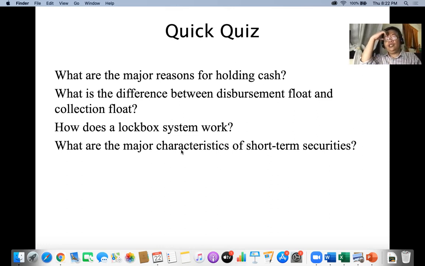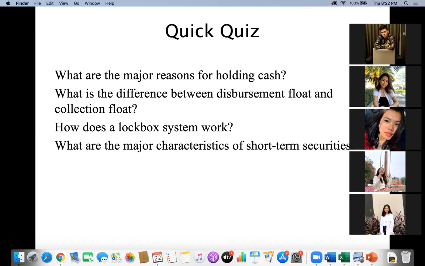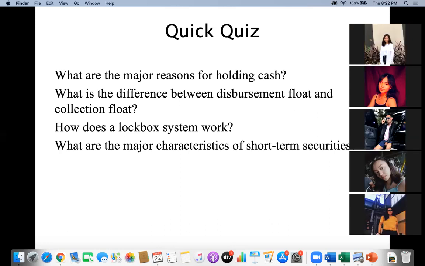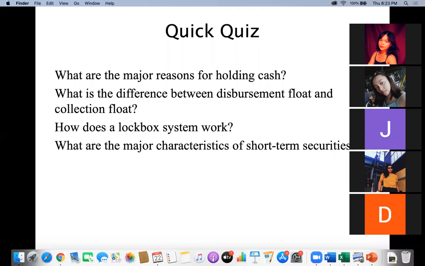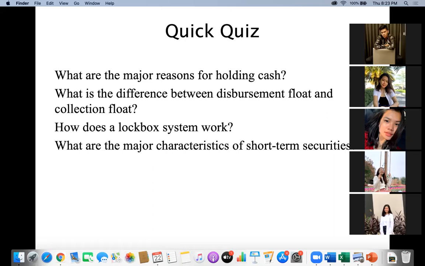Ano yung difference natin sa tinatawag na disbursement float and collection float? What is the difference between disbursement float and collection float? Sir, disbursement float is generated when a firm writes a check, while collection float is created when a firm receives the check. Alright, very good.